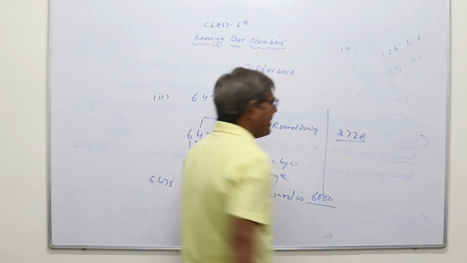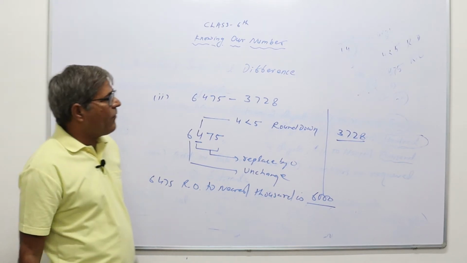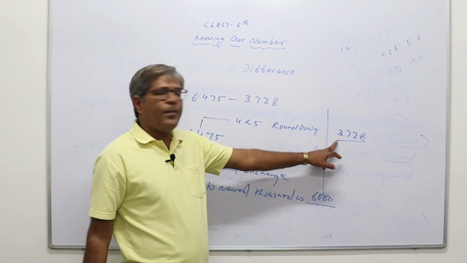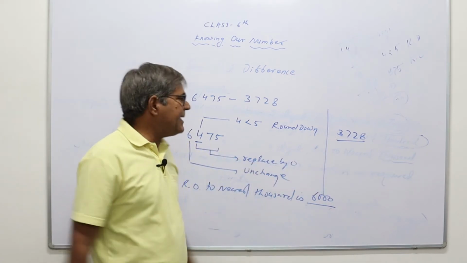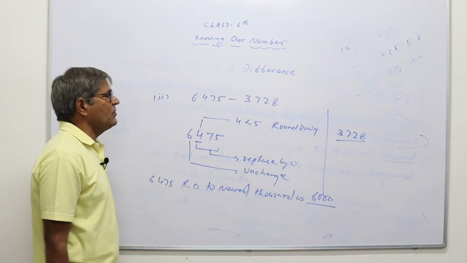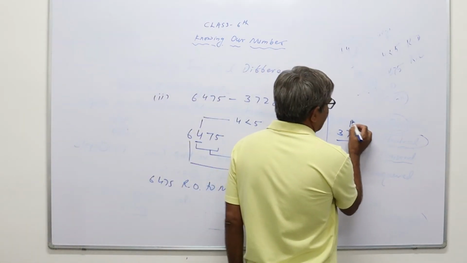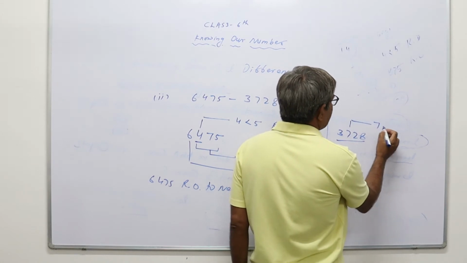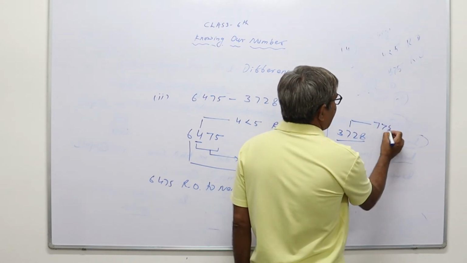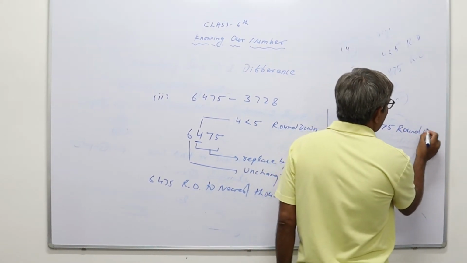Similarly, the second number is 3728. Again this number contains 4 digits. So if the given number contains 4 digits, then we will round off this number to nearest 1000. So to convert any number to nearest 1000, we will observe the number at the 100th place. So the 100 place digit is 7 and which is greater than 5. So we will round up.